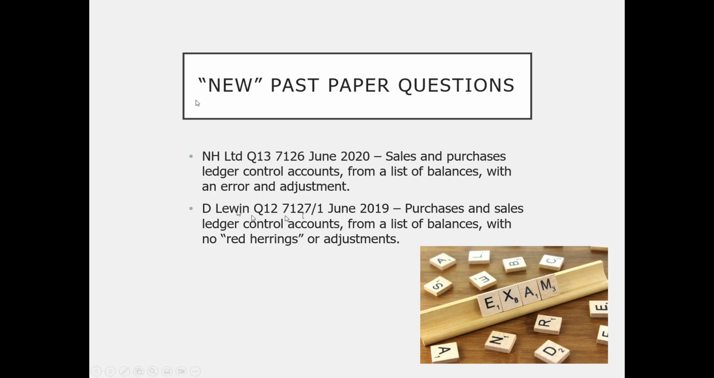D. Lewin was one that came from paper 1, so 7127/1 in June 2019. It was question 12. This was where you had to do just really quite straightforward purchase and sales ledger control accounts from a list of balances. And there weren't any red herrings or adjustments. So they hadn't thrown cash sales or purchases in there, and they hadn't identified any errors.